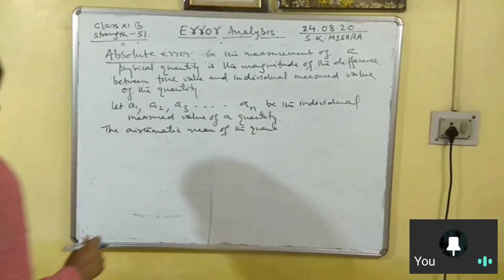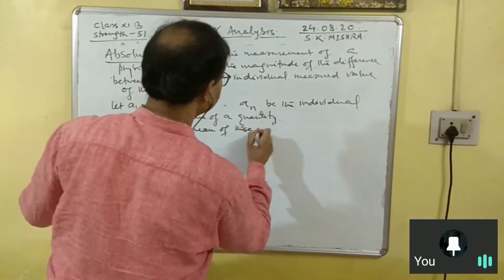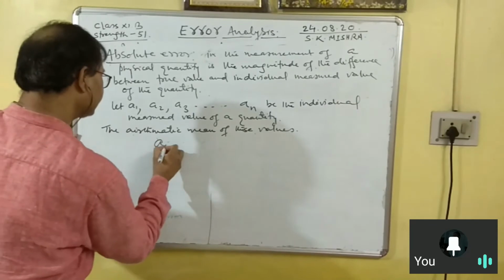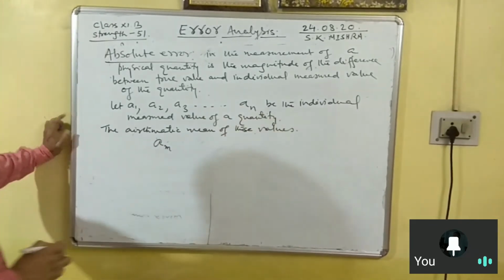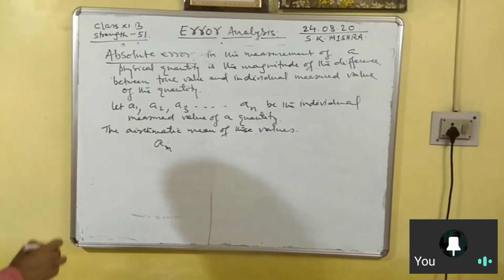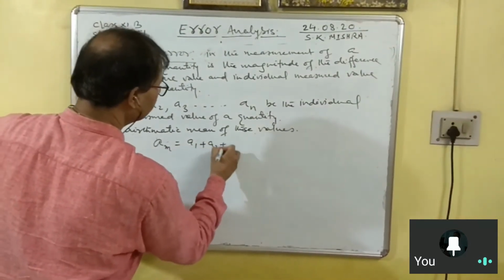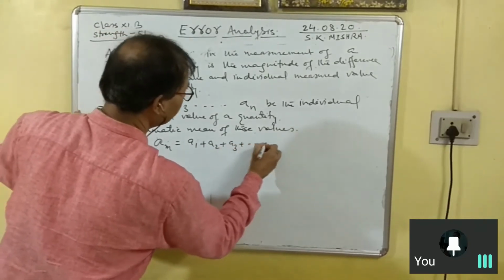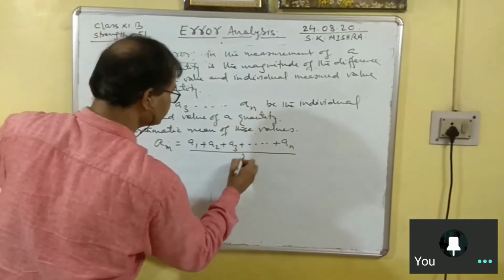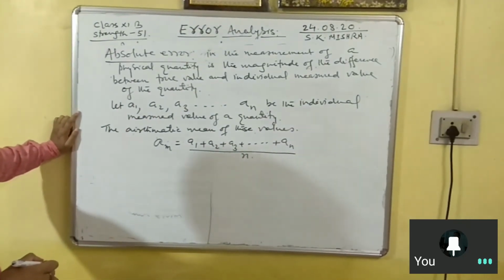The arithmetic mean of these values. So how will you find? Suppose this is A, arithmetic mean represented by AM, M for arithmetic mean. Then AM is equal to A1 plus A2 plus A3 plus dot dot dot plus AN, divided by the total number of readings. You have taken N readings, so divide it by N.